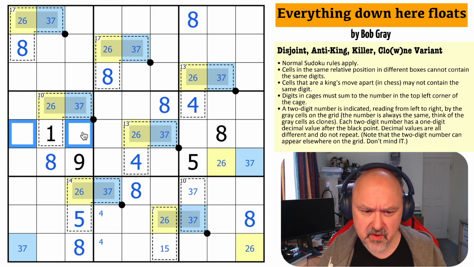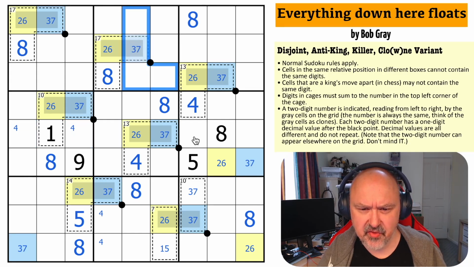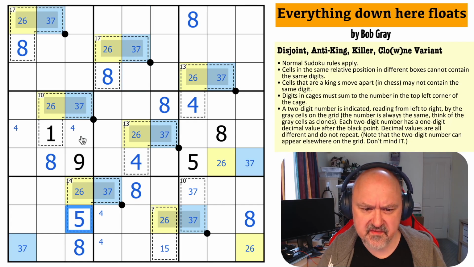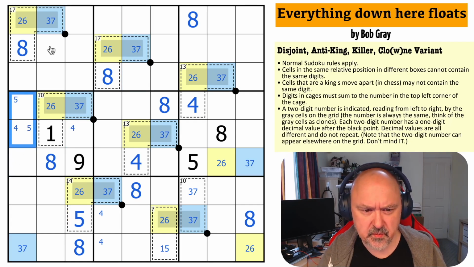So 4 is in one of those two by Sudoku. Is 4 where I'm looking now? 4 is not in any of those cells. That one by King's move, those ones by Sudoku. Actually, maybe it's 5 because this 5 sees that, that 5 sees that. So 5 is in one of those two, which means up here, 5 is in one of those two.